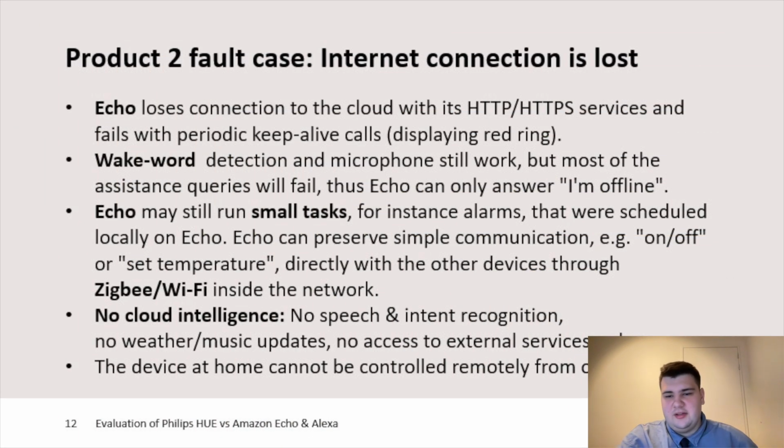What happens if the internet connection is lost? All the magic intelligence is lost. There is no speech and intent recognition, and the Echo does not send the periodic keep-alive calls. It also displays the red ring indicating the problem with the internet. However, Echo may still run some small tasks, for example, alarm or turn on/off instructions within the local network, so the devices still will work.